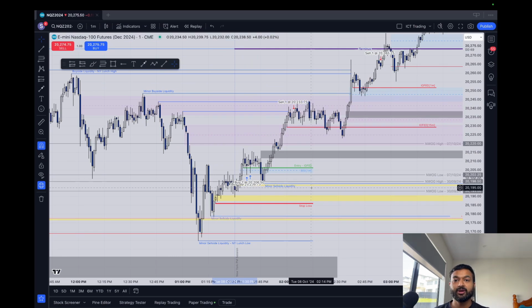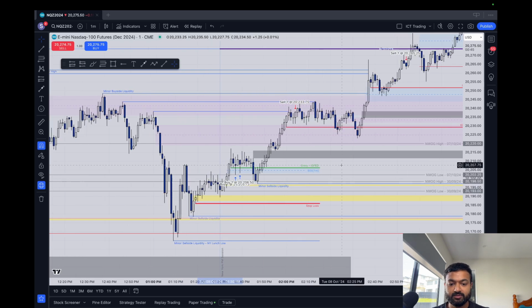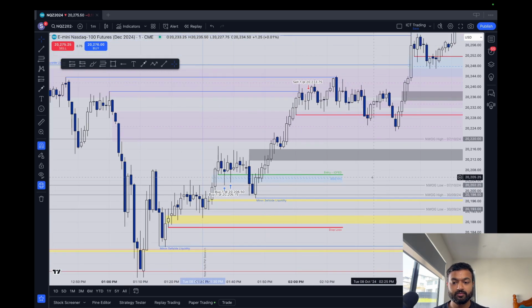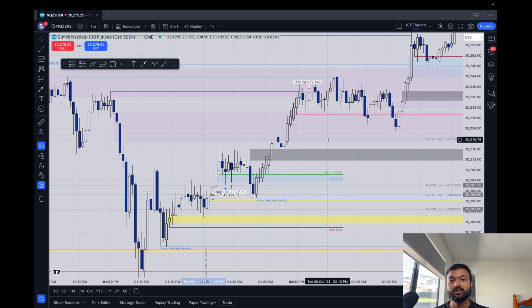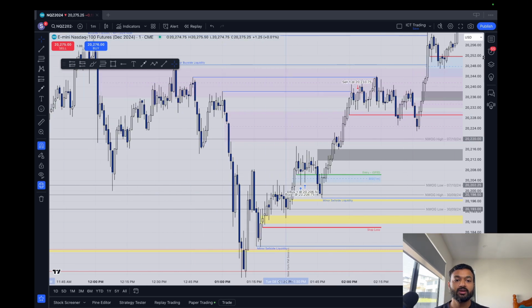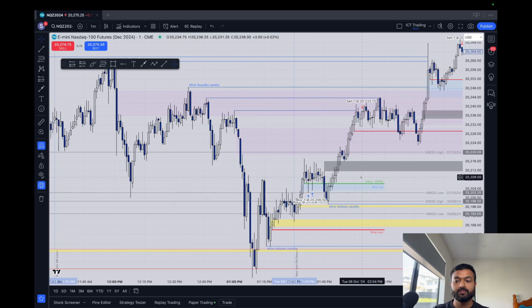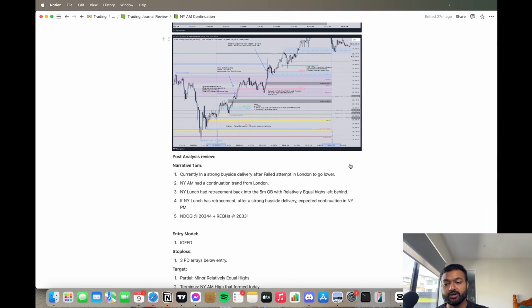So today I want to break down a New York PM session trade that I took, and this was in demo, so this doesn't actually have any real money associated with it, but I just want to show you the process that I took in order to get this trade completed. So first I built my narrative.